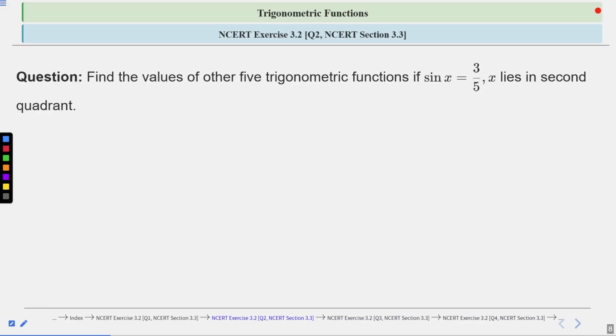Question number 2. Find the values of other 5 trigonometric functions if sin x is equal to 3 by 5 and x lies in the second quadrant. Sin x is given as 3 by 5 and x lies in the second quadrant. We have to find other trigonometric functions.